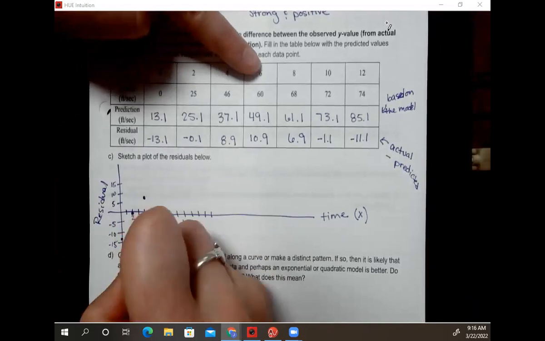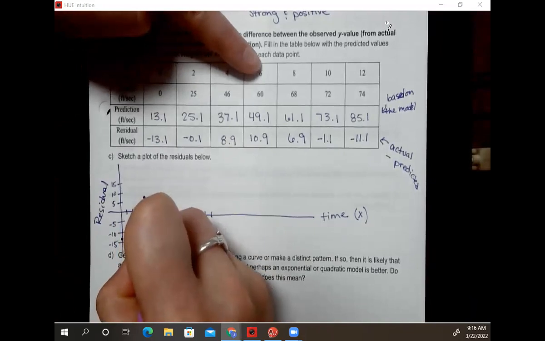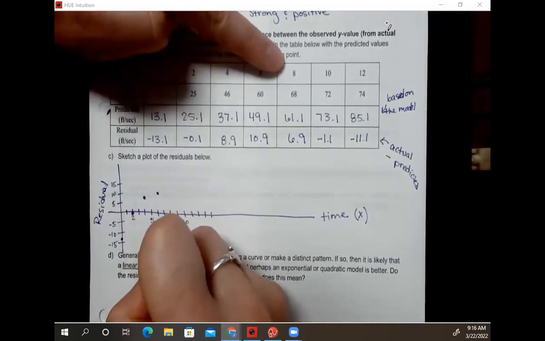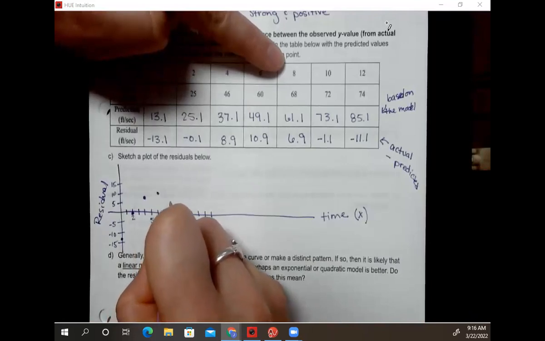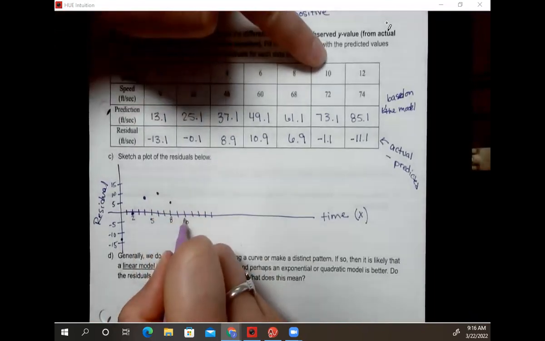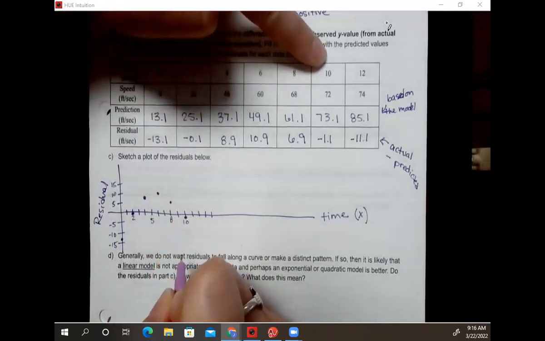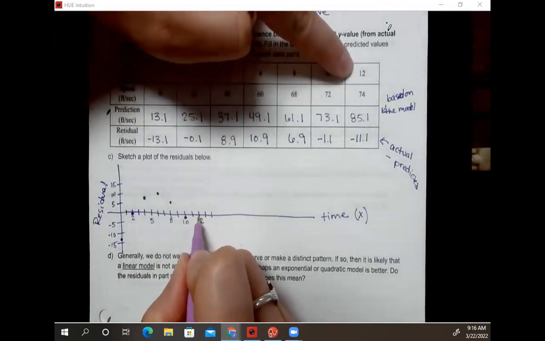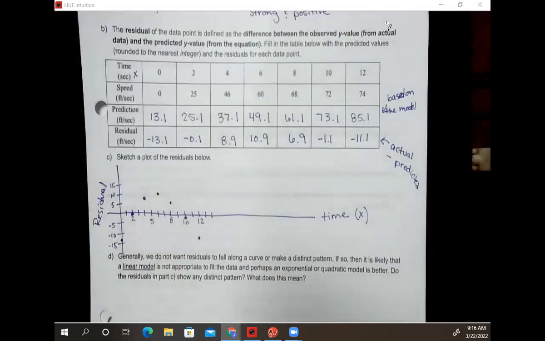For 6, we're at 10.9, so we're just above the 10. For 8 would be here. We're at 6.9, so we're a little above the 5. For 10, we're at negative 1.1, so just down here. And for 12, which would be here, we're at negative 11.1, so we're a little under the 10. There's my residual plot, okay?